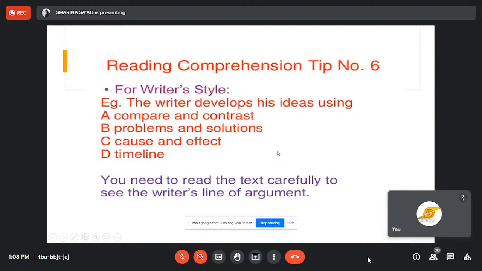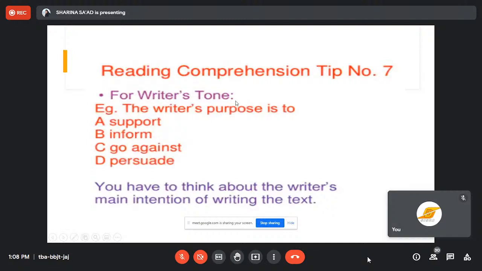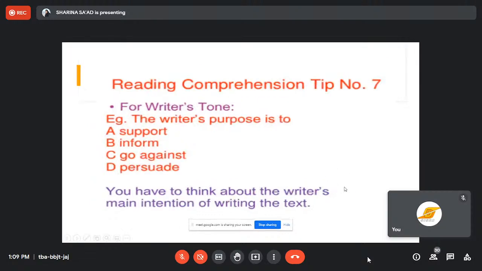Okay. Tip number 7. What is the tone? If the question asks what is the tone, tone is the writer's feelings or emotion when the writer writes that passage. Okay, so you can write whether the writer supports it. This is the purpose: what is the writer's intention of writing the text? The writer's tone is the writer's feelings when the writer wrote the passage. You learned this in your ELC 231 evaluative commentary.